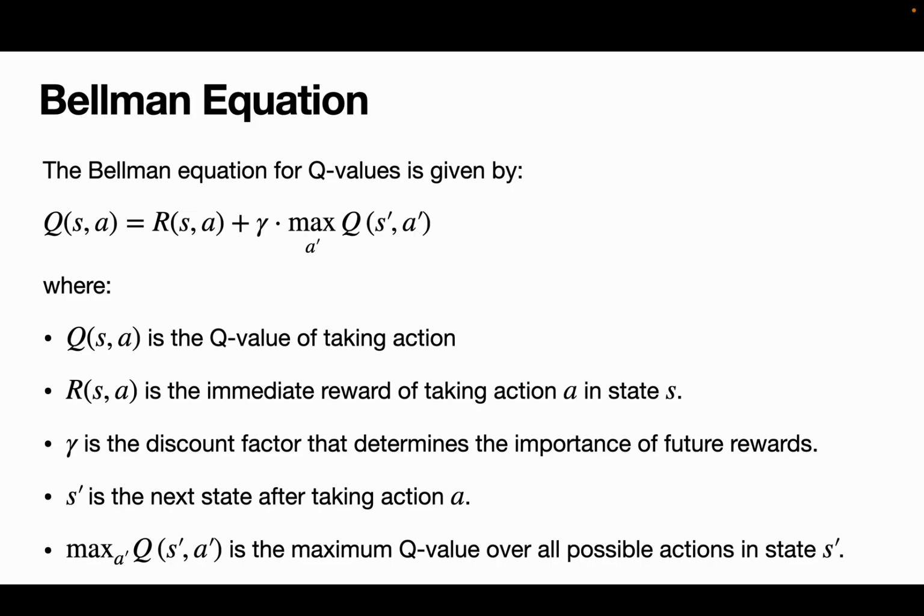We say that Q of S comma A is the Q value of taking a particular action A starting in a state S, and R of S comma A is the immediate reward you get by taking an action in state S. Gamma is the discount factor, and once you are in state S, you have taken an action A, you go into the state S dash. Once you're in state S dash, you can maximize your Q value.